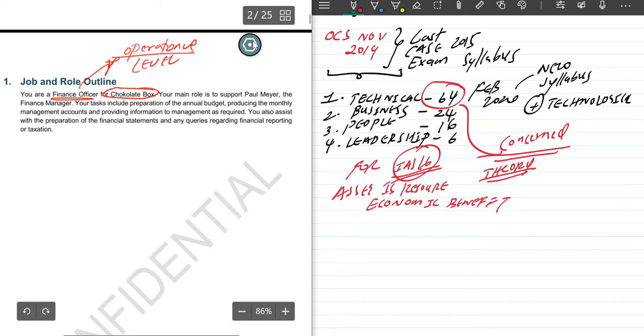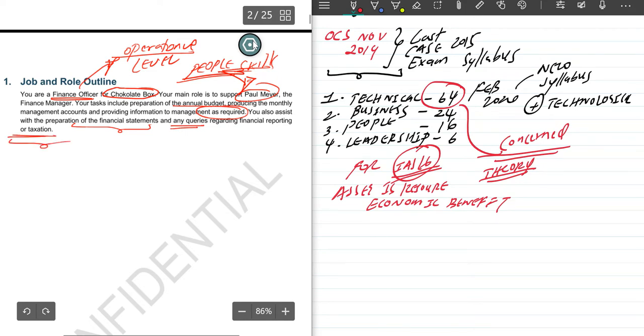And then students, your main role is to support Paul Mayer. So I'll circle this name because in the answer you need to mention the names of the people. So that is known as the people skill. That is, the characters should be mentioned in the answer. The finance manager, your task includes preparation of annual budget, producing the monthly management accounts, and providing information to management as required. You also assist preparation of financial statements, any queries regarding to financial reporting and taxation.